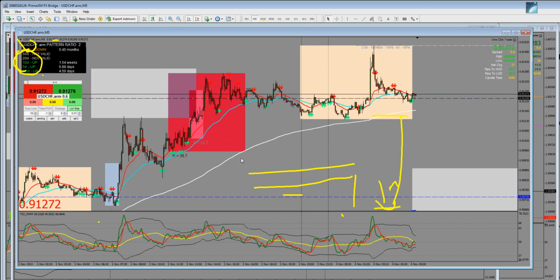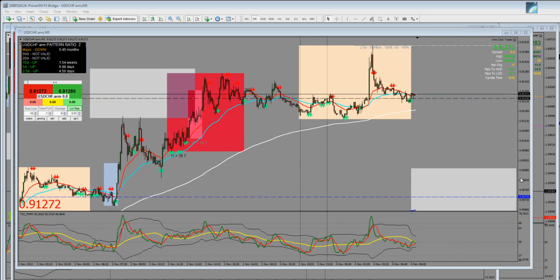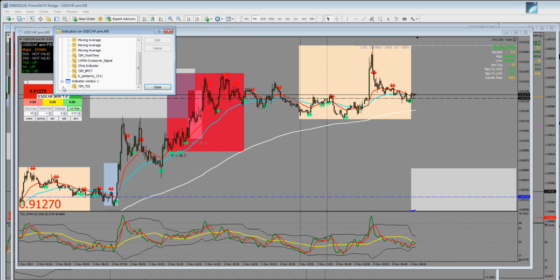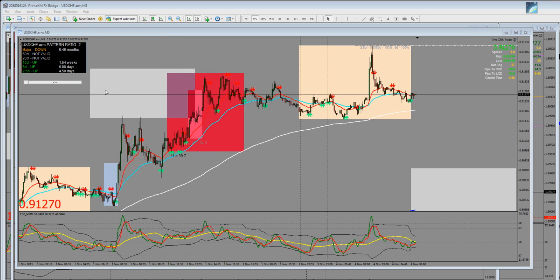Go to the dollar Swiss. The dollar Swiss normally does the opposite of the euro dollar. It's in negative correlation with it. Okay, so we're looking the same here. Let's go to the hourly chart, it gives a bigger picture.